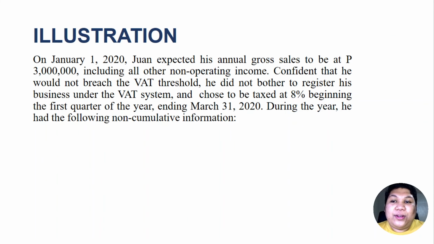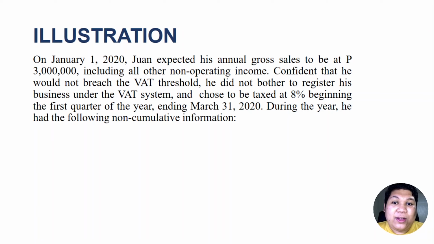On January 1, 2020, Juan expected his annual gross sales to be 3 million pesos, including all other non-operating incomes. Confident that he would not breach the VAT threshold, he did not bother to register his business under the VAT system. Meaning to say, Juan registered under the non-VAT system. And he chose to be subject to the 8% optional rate beginning the first quarter of the year, ending March 31, 2020.